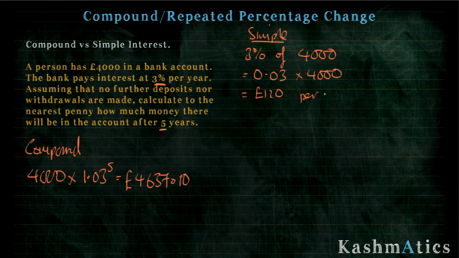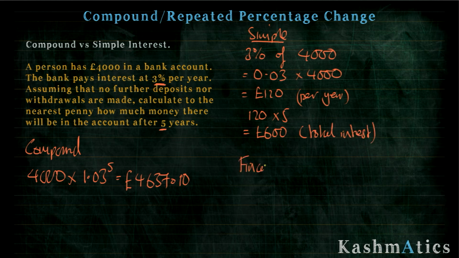So this is what I earn per year. It's happening for 5 years, so I do 120 multiplied by 5, which is £600. And this is my total interest. The final value will be my initial value of £4,000 plus the interest that I've earned, which is £600, which gives me a final value of £4,600.